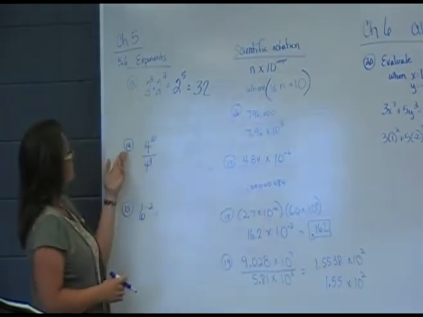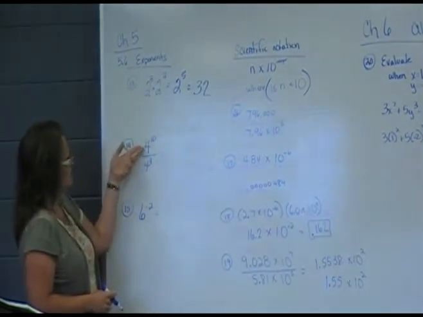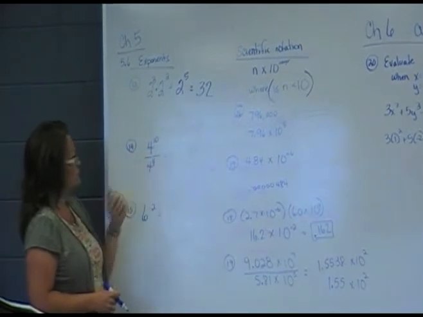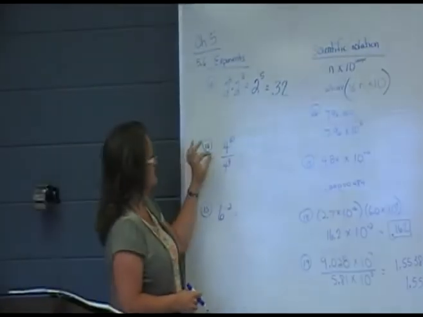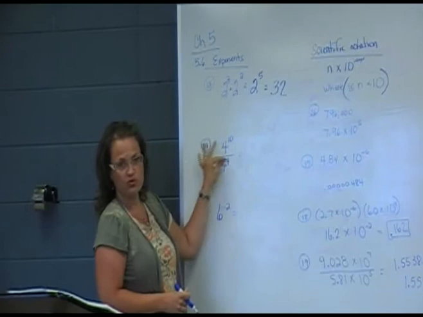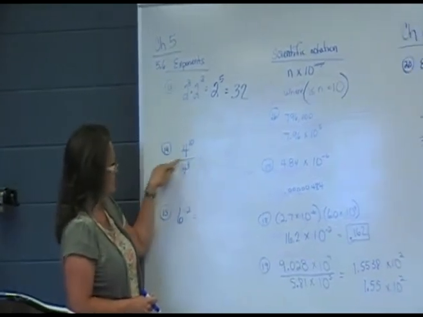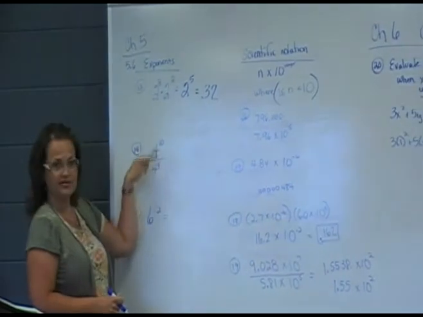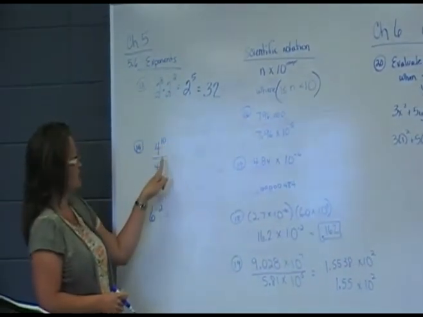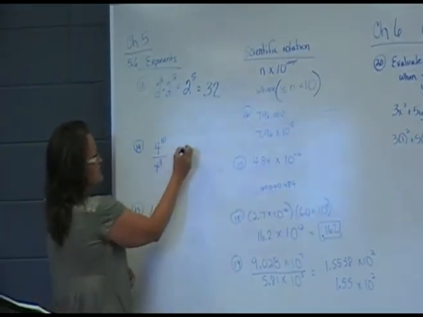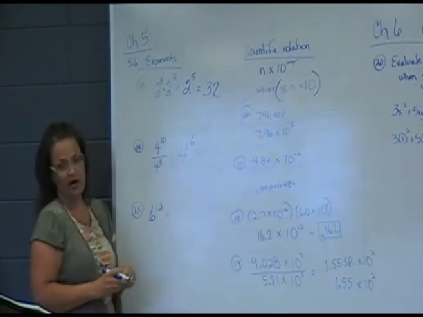All right, the next rule, number 14 on the study guide, 4 to the 10th divided by 4 to the 4th. This rule is the division rule, or the quotient rule for exponents. It says if you have like bases, when you're dividing, you subtract the exponents. So 10 minus 4 would be 6. So we can say this is 4 to the 6th power.